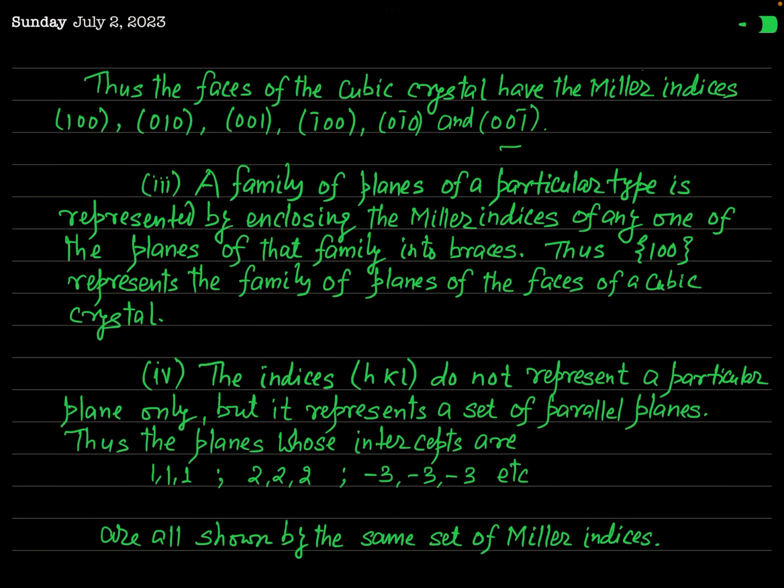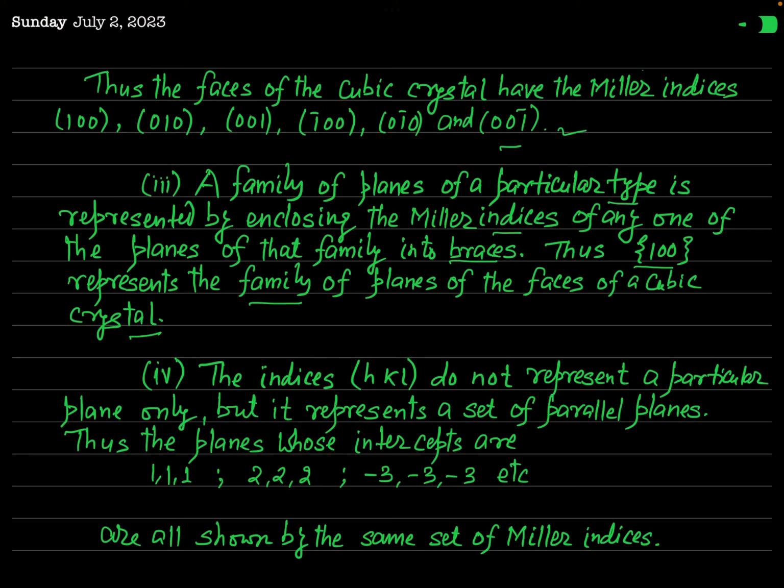So you can see I have written that a family of planes of a particular type is represented by enclosing the Miller indices of any one of the planes of that family in braces. Thus, this {1 0 0} inside these braces or curly brackets represents the family of planes of the faces of a cubic crystal, as you can see here. Okay. So this is the third most important fact regarding the Miller indices.